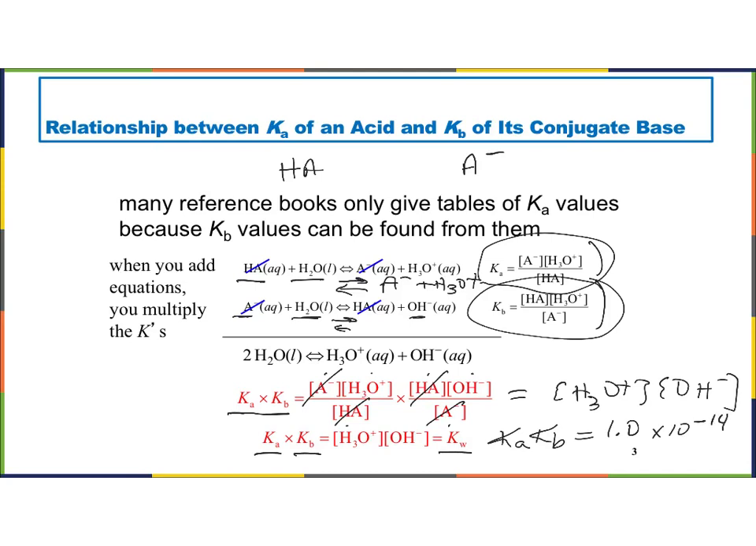Now, why is this useful? One, because we can look up our Kas and Kbs. And we know that as one of these gets bigger, the other one gets smaller. And so the stronger the acid, the weaker the conjugate base.